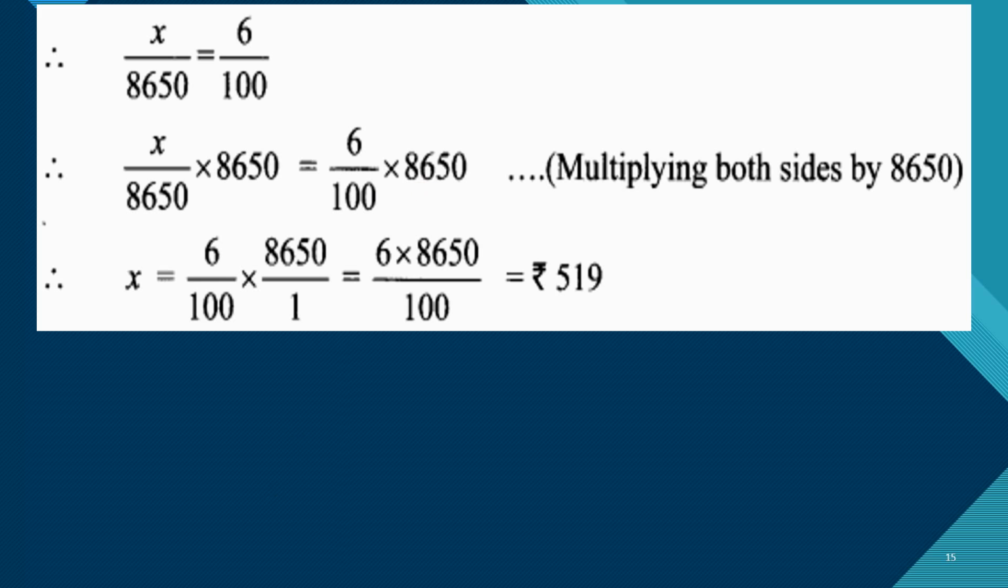So students, here you can see we will cancel this 8650. This is in division and this is in multiplication. So x is equal to 6 upon 100 multiplied by 8650 upon 1. So when you multiply this, you will get 6 into 8650 upon 100. So when you do this calculation, you will get rupees 519.